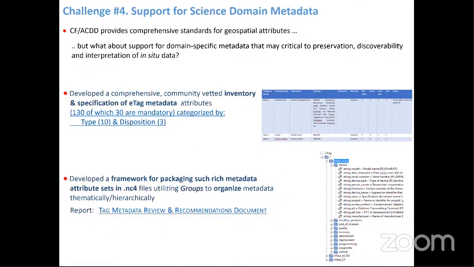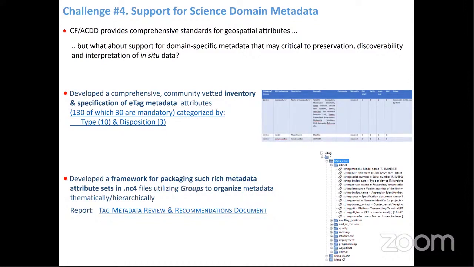The fourth challenge is we're dealing with biological data and deployments of tags on biological platforms. So there's additional metadata pertaining to these deployments, a richer set of metadata that really needs to be captured in order to properly describe the deployment, the performance of the tag, and to facilitate a robust scientific interpretation of these data sets over time. And to ensure that these data are preserved and archived in a fully described state.